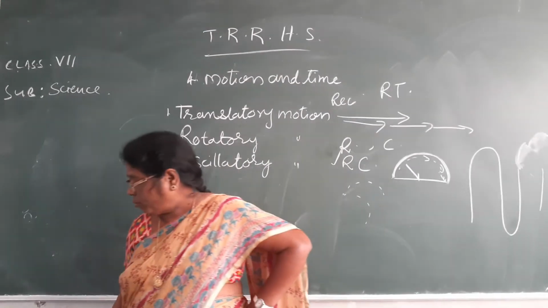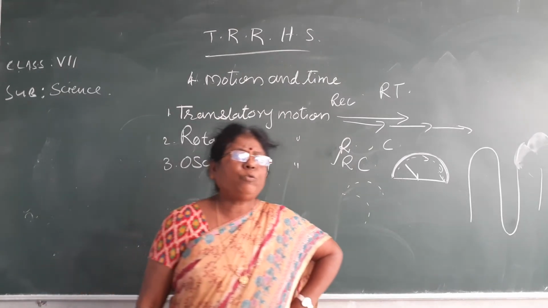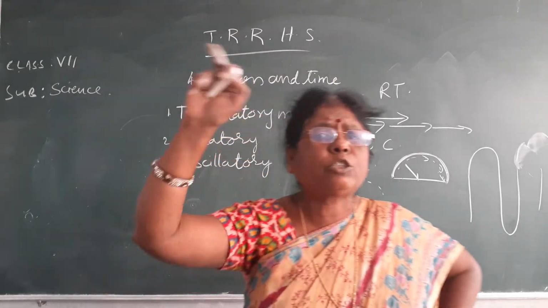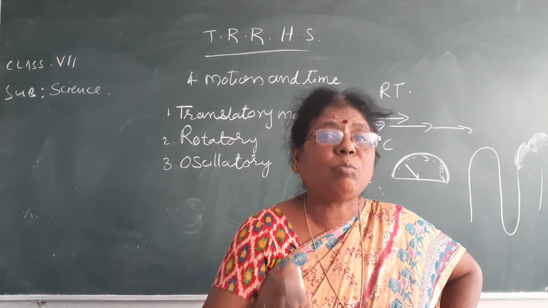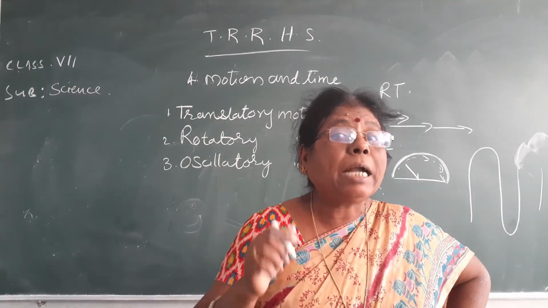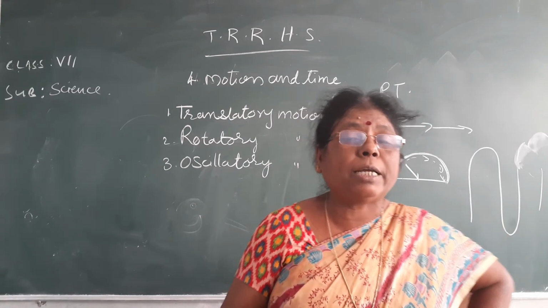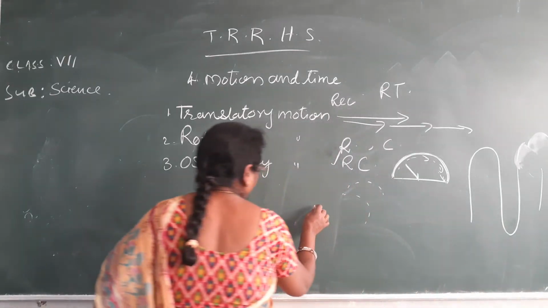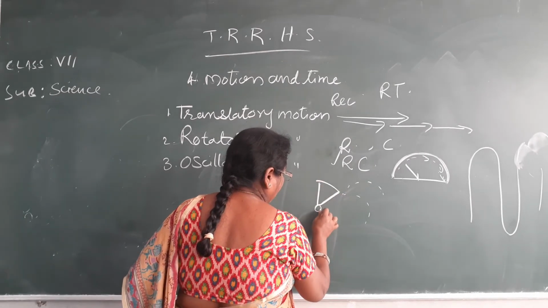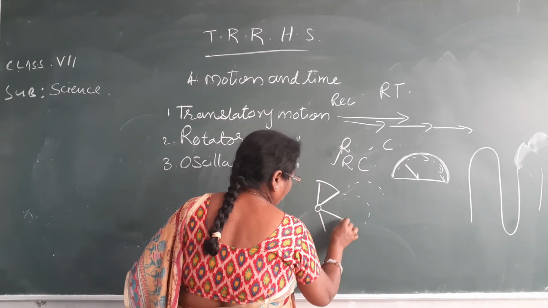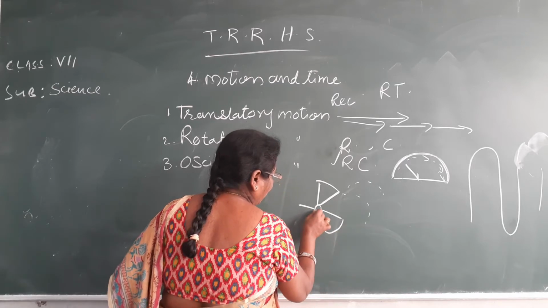Next, coming to rotatory motion. If all the particles of the object move in a circular path at a fixed point, it is called a rotatory motion. For example, ceiling fan. Motion of the ceiling fan.